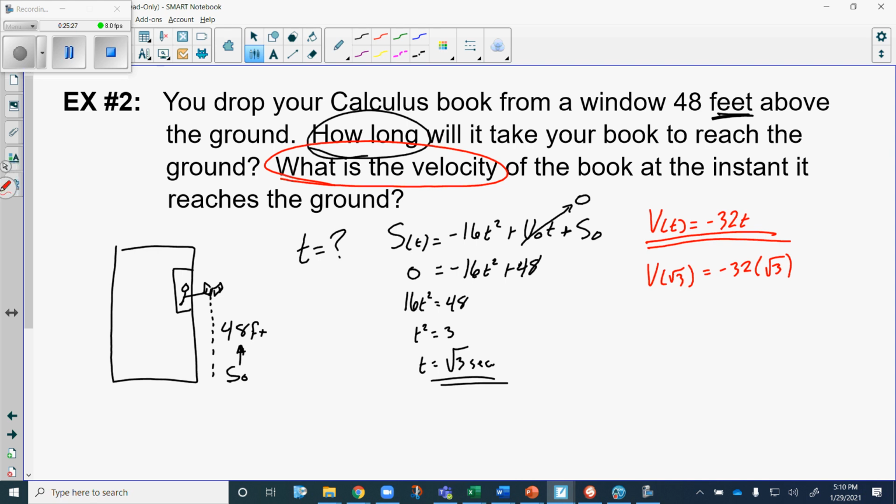We could stop there and just say, clean it up a bit, negative 32 radical 3 feet per second in this case, but of course we probably want to know exactly how fast he was going, in something that actually makes sense to us. So if you take that on your calculator, we're going to get about negative 55.426 feet per second is how fast the book was going when it hit the ground. Again, speed would be the absolute value of that, but still pretty fast, 55 feet per second.